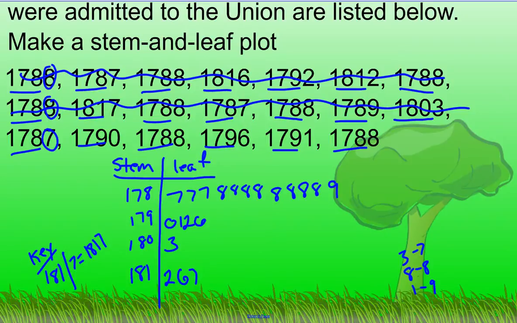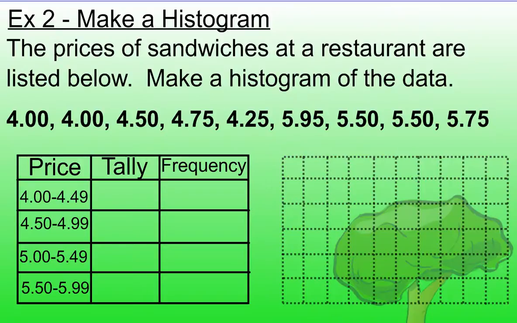Okay, so that's a stem and leaf plot. The next thing we're going to look at, and the only other example on the paper, is a histogram. Now, to make a histogram, the first thing we've got to do is make a frequency table. It says here, the prices of sandwiches at a restaurant are listed below. Make a histogram of the data.